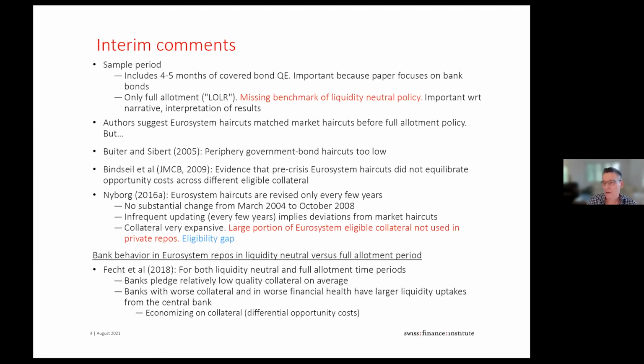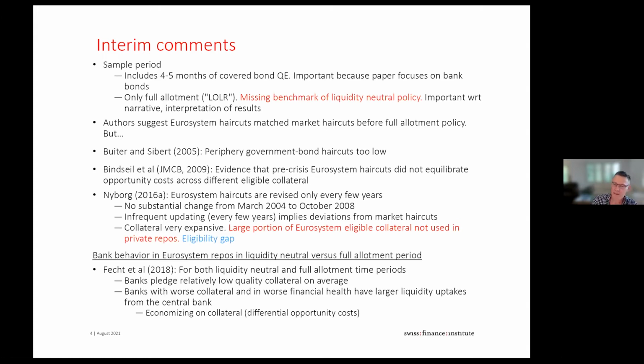And in my book, I document that Eurosystem haircuts are revised only every few years. In particular, relating to the point here, I document that there's no substantial change in the period from March 2004 to October 2008. This is extremely well documented in ECB Eurosystem documentation. So there is no change in the Eurosystem's haircut. So if the Eurosystem and market haircuts match, then you would have to argue that the markets use the same haircuts day on day for 4 or 5 years, which is not very plausible.